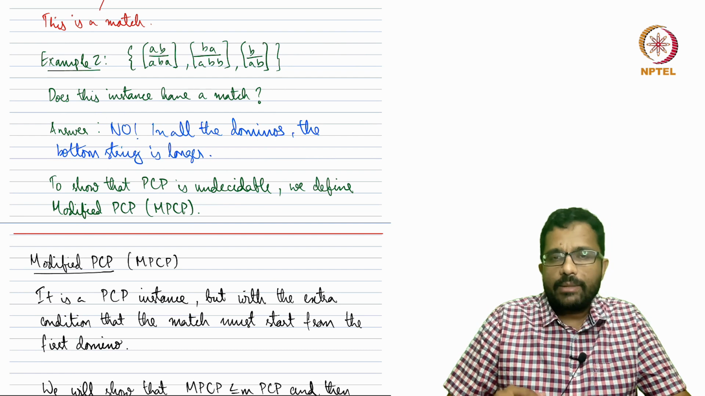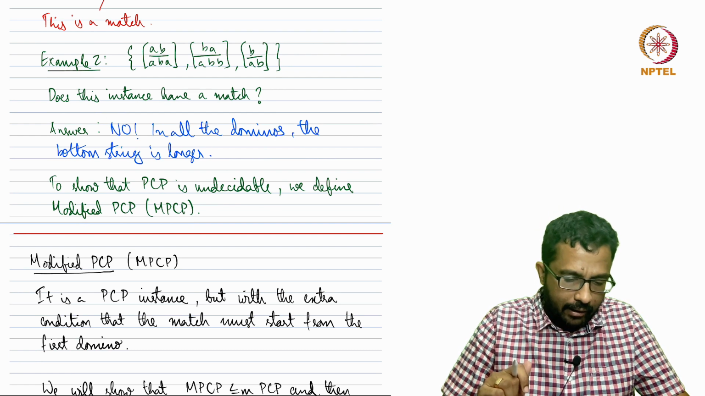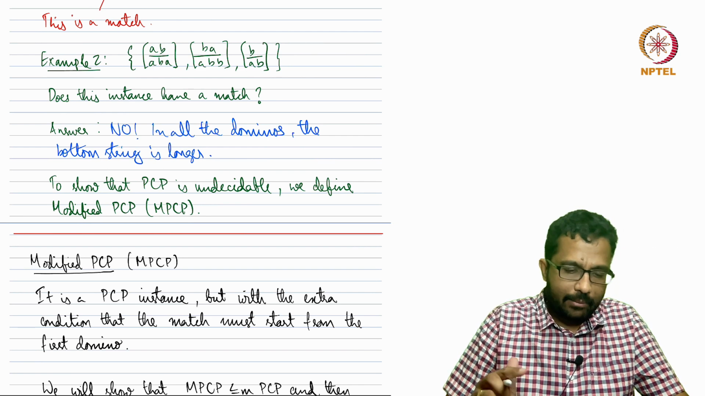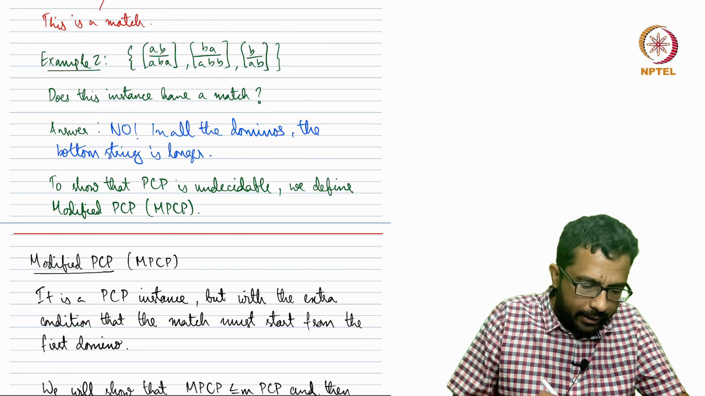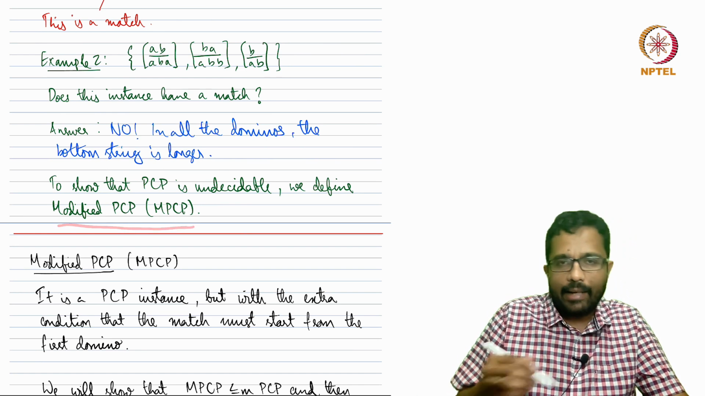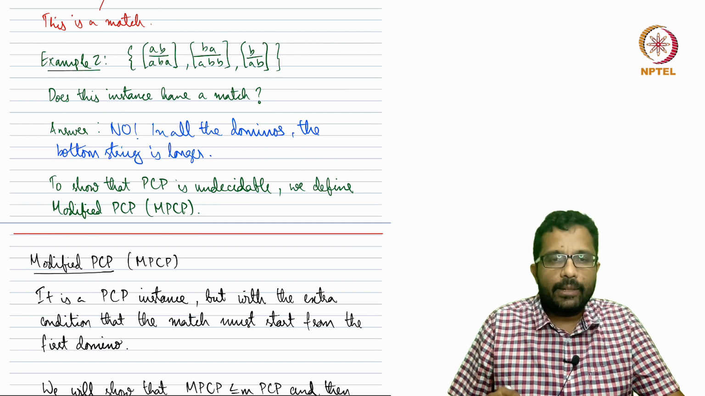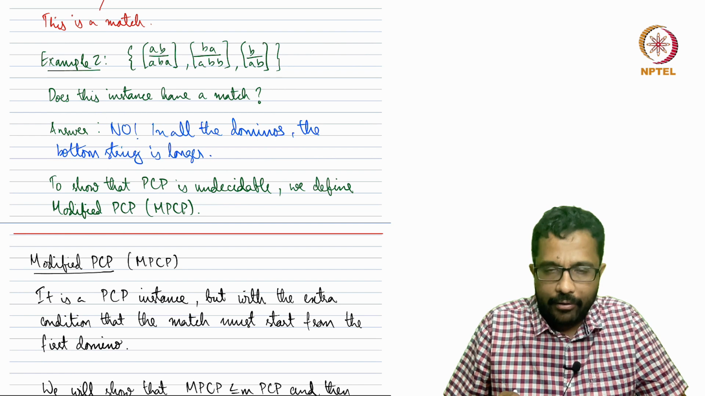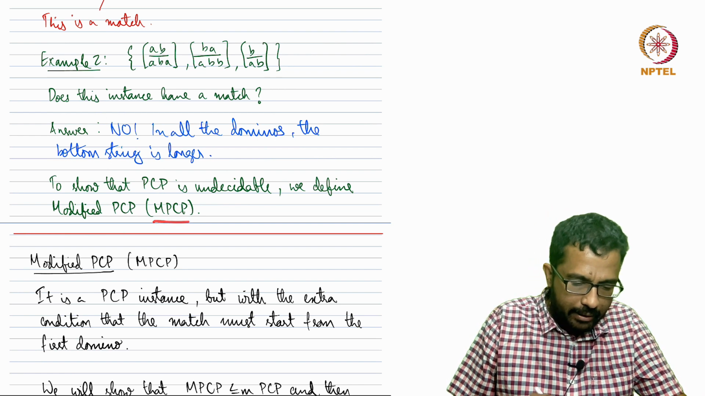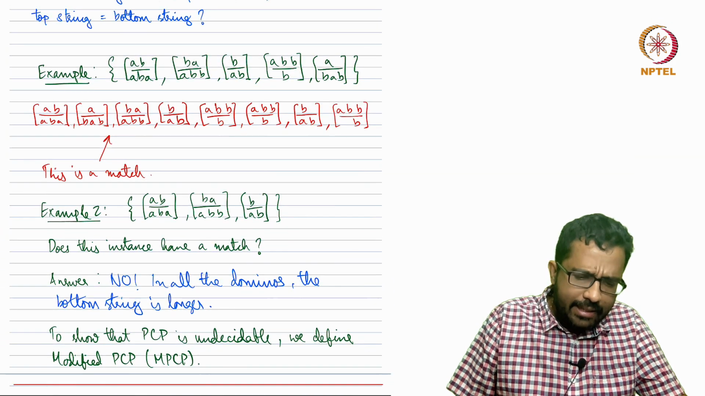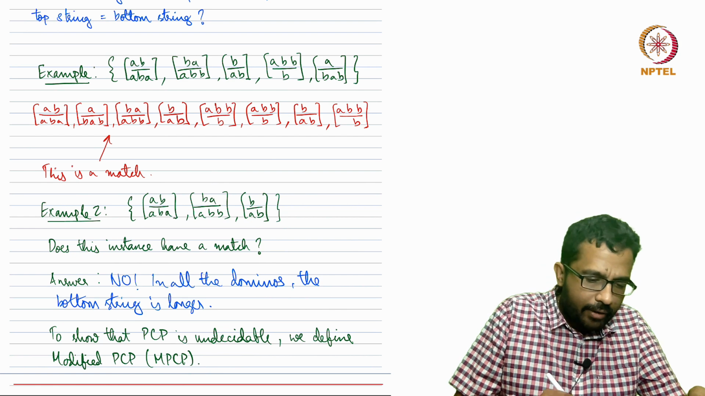Okay, so let's move towards the proof of the fact that PCP is undecidable. In order to prove that PCP is undecidable, we are going to define a slightly modified version of the PCP problem. This will act as an intermediate step. Let's simply call it modified PCP, MPCP for short. So it's like a PCP instance, but with an additional constraint.